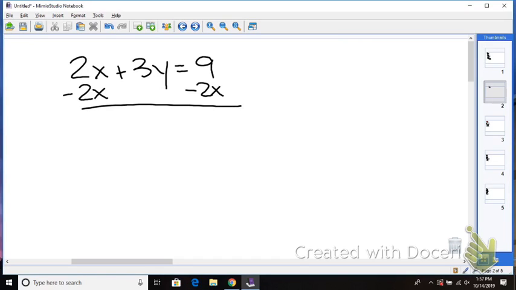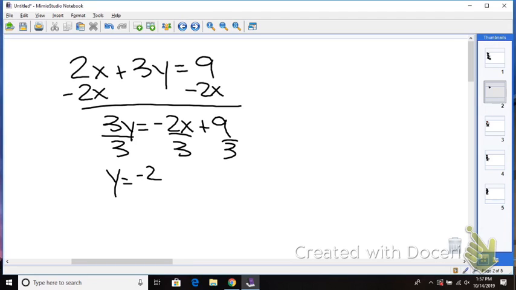Subtract my 2x over. So I have 3y equals negative 2x plus 9. And then what do I need to do? Divide by 3. So I have y equals negative 2/3 x plus 3.